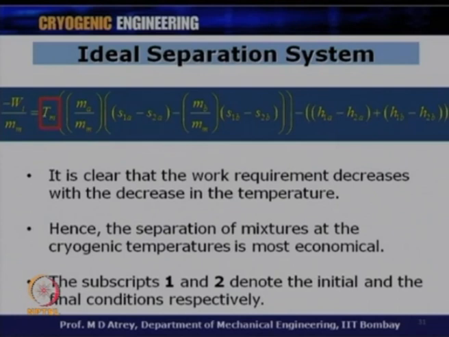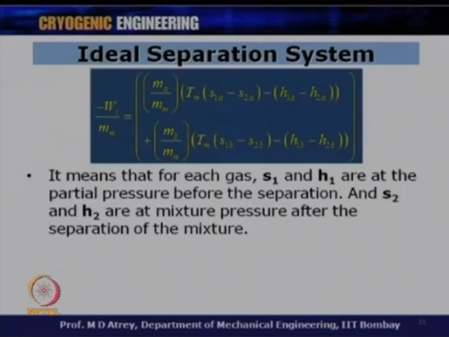The subscripts 1 and 2 denote the initial and the final condition respectively. What does it mean? What is the condition 1? It means that for each gas, S1 and H1 are at the partial pressure before separation, because each gas is being compressed from its partial pressure to mixture pressure. So, S1 and H1 are basically conditions prevailing at partial pressure before separation, while S2 and H2 are at the mixture pressure, because the gases are being compressed from their partial pressures to the mixture pressure after the separation of the mixture.